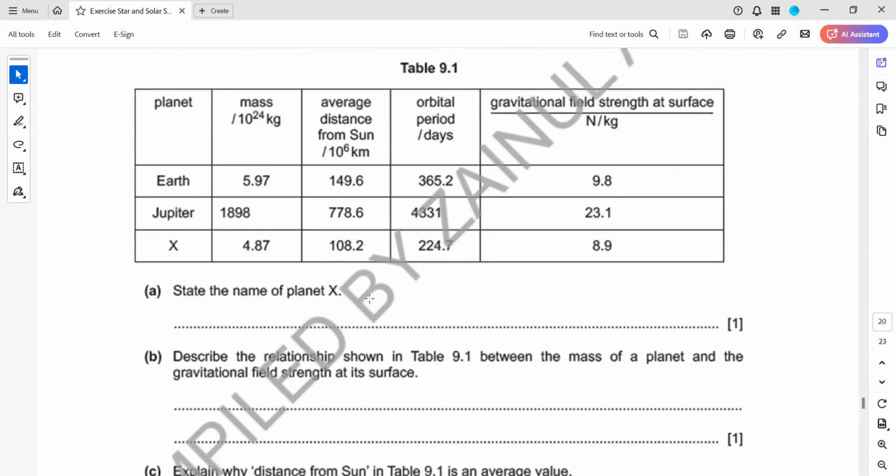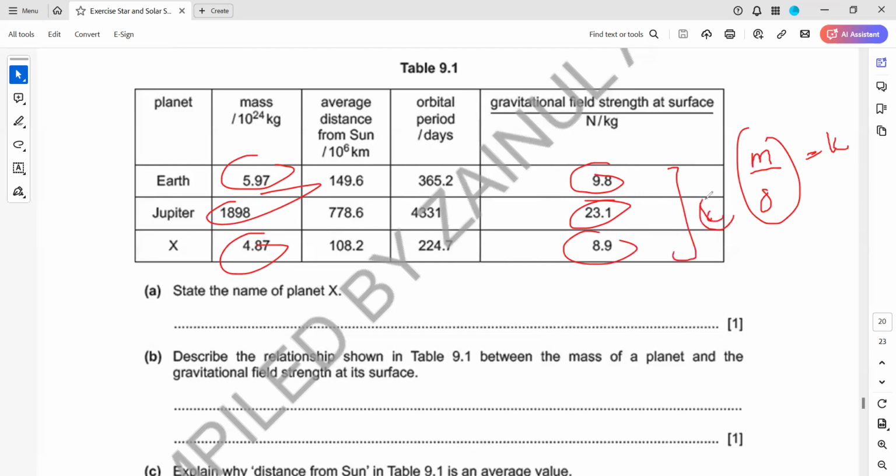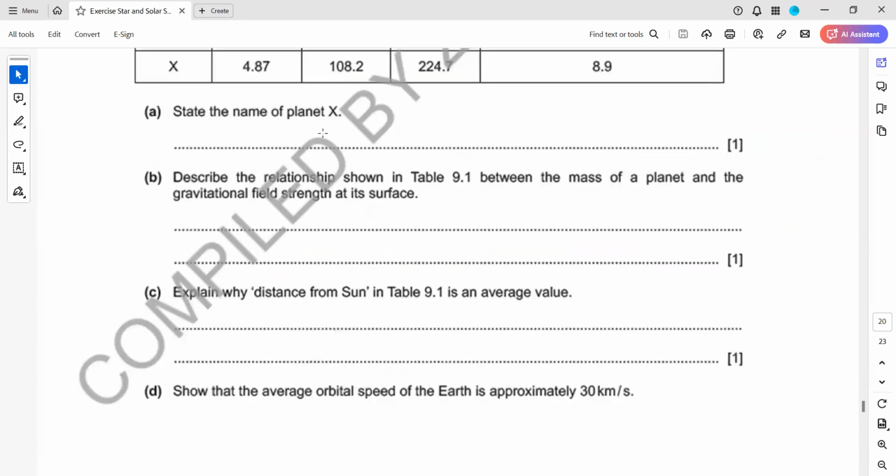Describe the relationship in the table between the mass and the gravitational field strength. So what is the relation? If the mass of the planet increases, the gravitational pull will also increase. But we don't say they are directly proportional. Why can we not say directly proportional? Because if two quantities are directly proportional, when we divide mass by gravity, we should get a constant answer. Like this mass divided by gravity, this mass divided by gravity, this mass divided by gravity, we should get a constant answer. But we will not get a constant answer. So we cannot say they are directly proportional, but we can say that when the mass of the planet increases, the gravitational field strength will also increase. So a planet with a greater mass has a greater gravitational field strength.